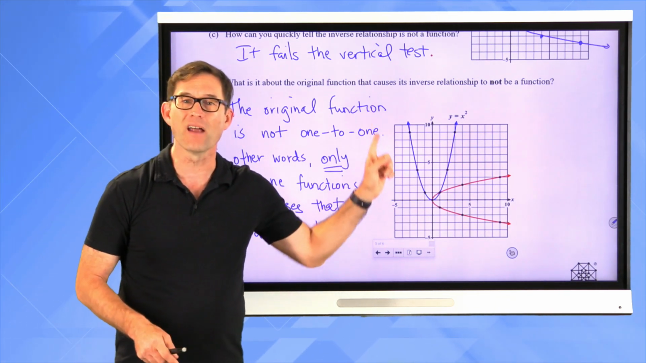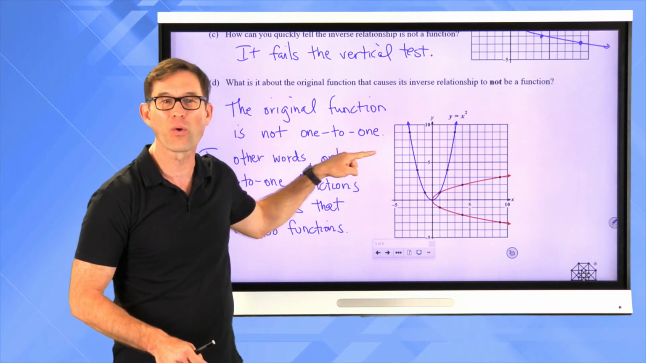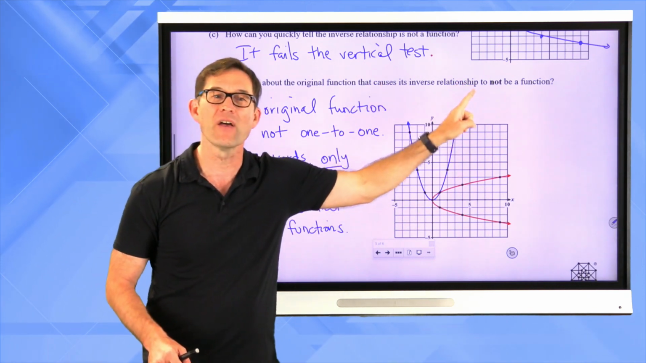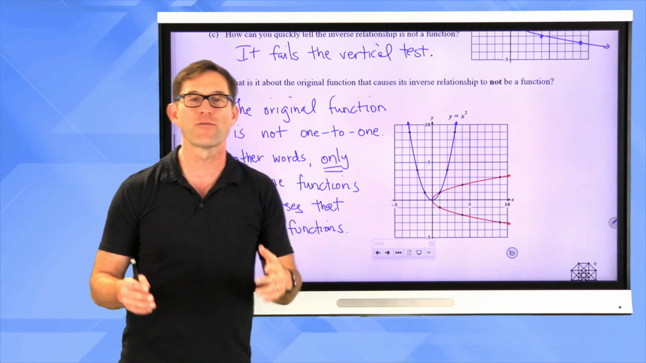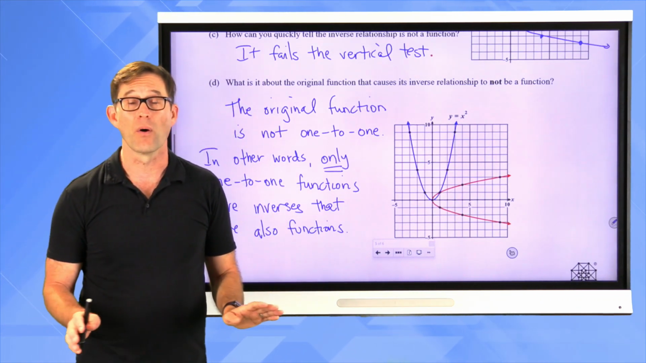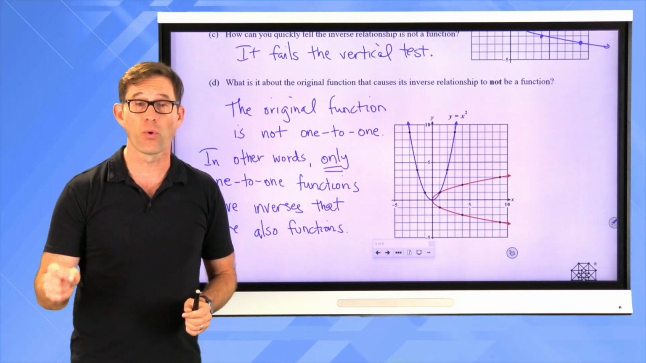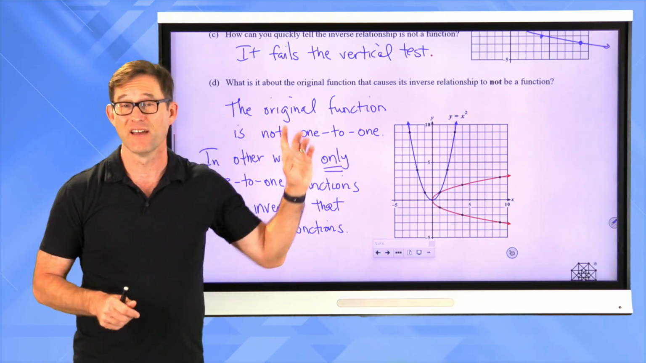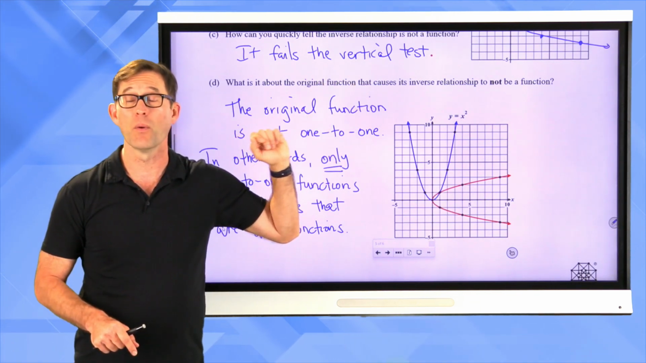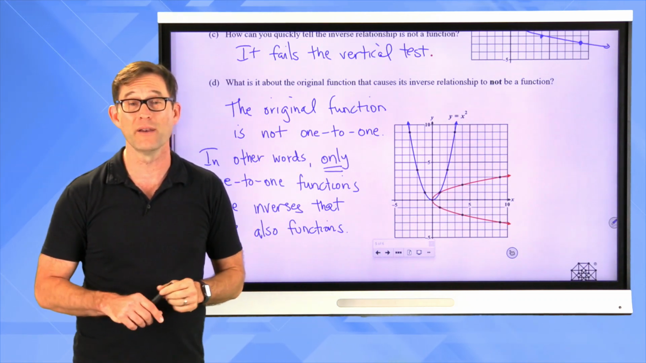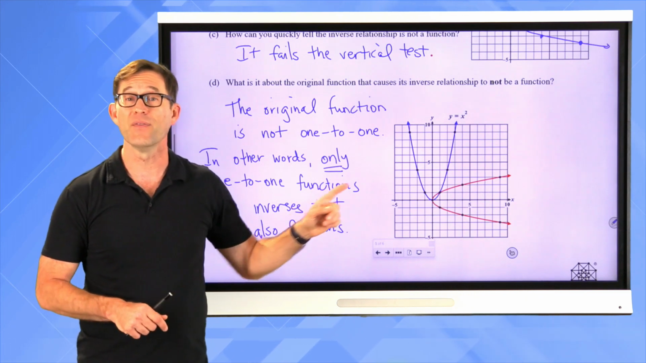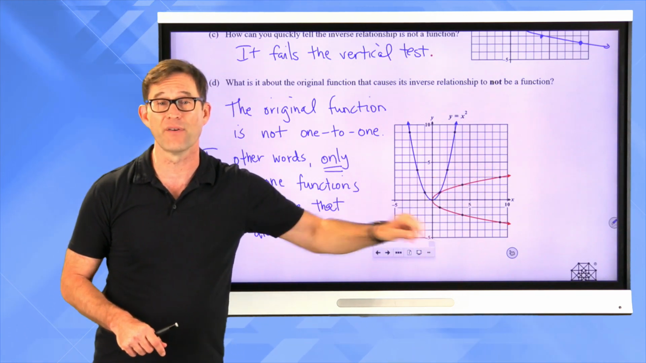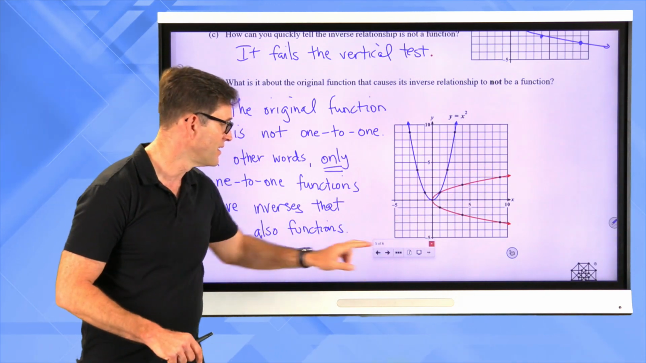But if you have a function that's not one-to-one, one that fails the horizontal line test, that will then result in an inverse relationship that fails the vertical line test and therefore isn't a function. So it's really critical. One-to-one functions are primarily important because they have inverses that are also functions. And that is the case in our previous problem when we had a linear function, which was one-to-one, its inverse was also a function. In this case, when we have a quadratic function that's not one-to-one, its inverse is not a function.